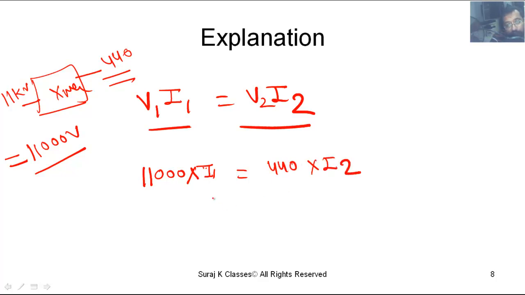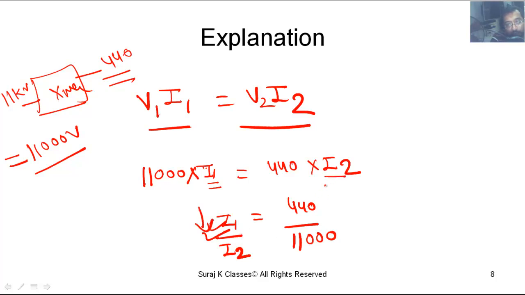Now see the beauty of this. If you want to find out the value of I1, the ratio of I1 upon I2 will be 440 upon 11,000. So I1 is going to be very less in number, whereas the I2 value will be very much higher. See the beauty of this. Voltage is higher here and voltage is lesser here.